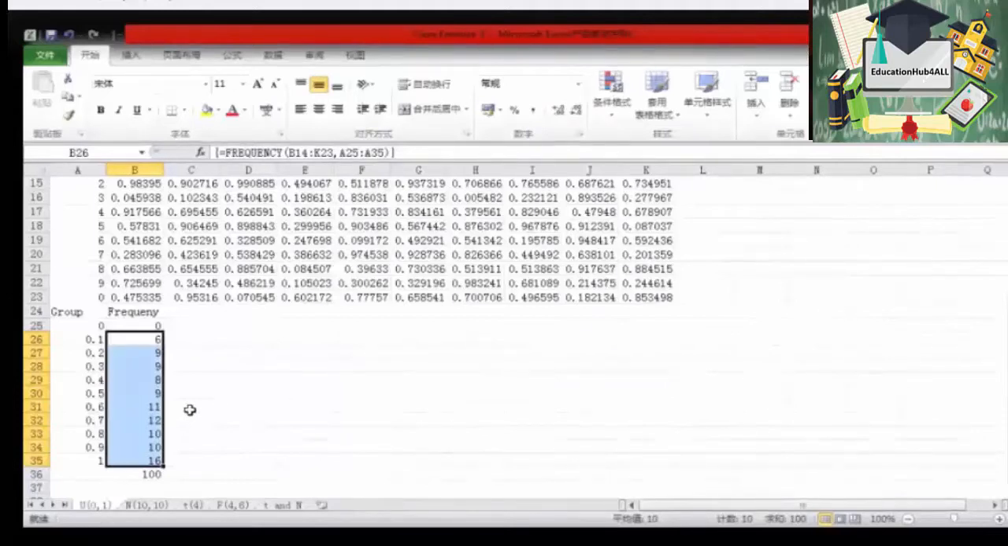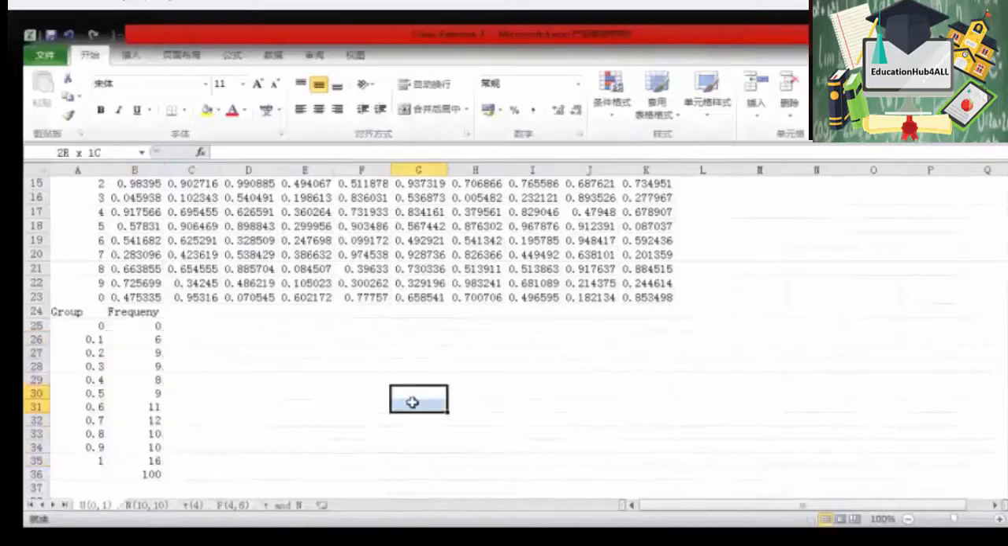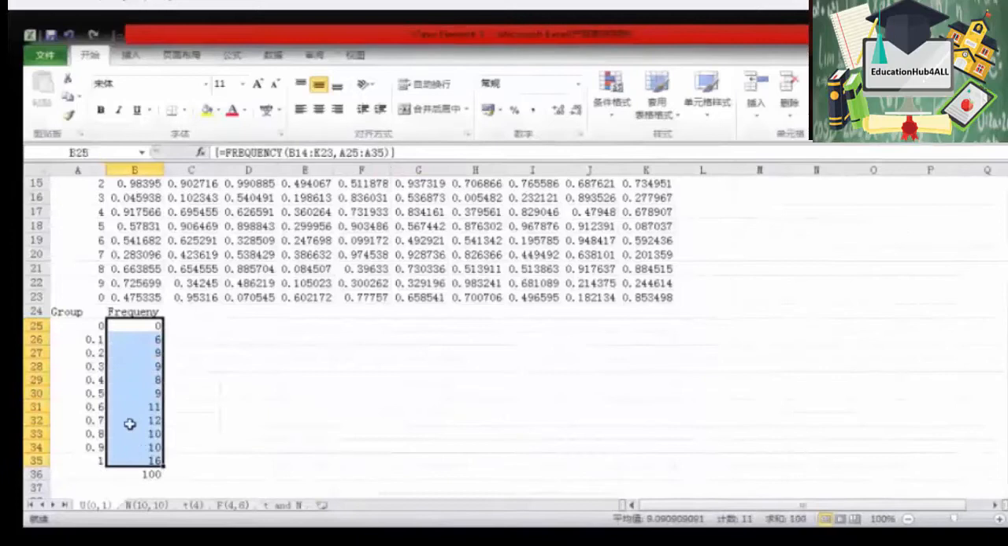In theory, every number should be 10 on average. But some cells are some more, some less. Oh, it's a little bit strange. And then you draw the bar graph.